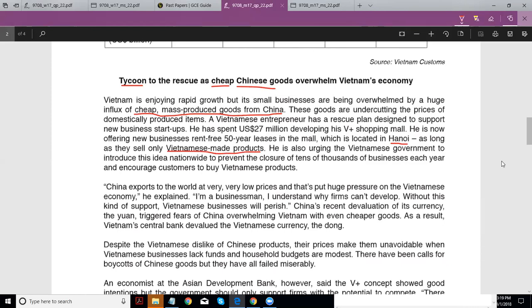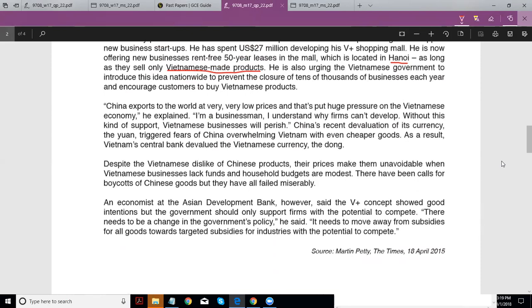He's also urging the Vietnamese government to introduce this idea nationwide to prevent the closure of tens of thousands of businesses each year and encourage customers to buy Vietnamese products. China exports to the world at very, very low prices, and that's a huge pressure on the Vietnamese economy, he explained. I'm a businessman. I understand why firms can't develop. Without this kind of support, Vietnamese businesses will perish. And okay, this is important now. China's recent devaluation of its currency, the yuan, triggered fears of China overwhelming Vietnam with even cheaper goods.